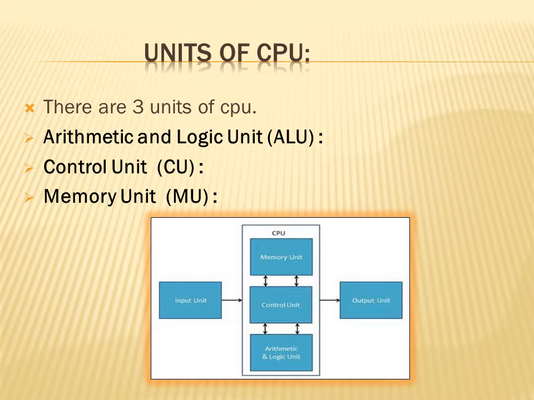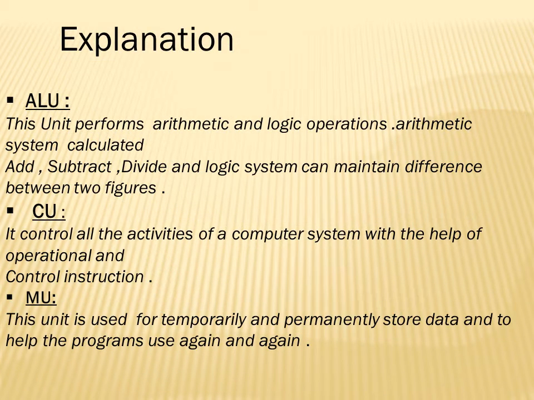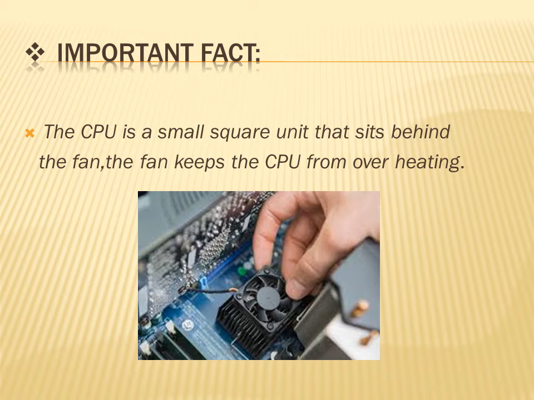So here are the units of CPU. As maybe you know or you don't know, there are three units of CPU: arithmetic logic unit, control unit and memory unit. This unit performs arithmetic and logic operations. Arithmetic operations are calculations like add and subtract. An important fact: the CPU is a small square unit that sits behind the fan. The fan keeps the CPU from overheating.